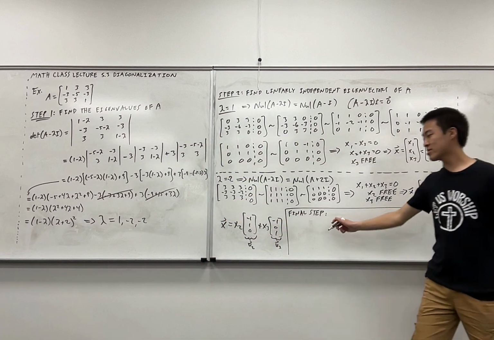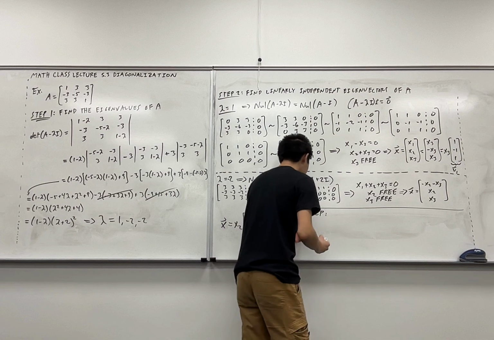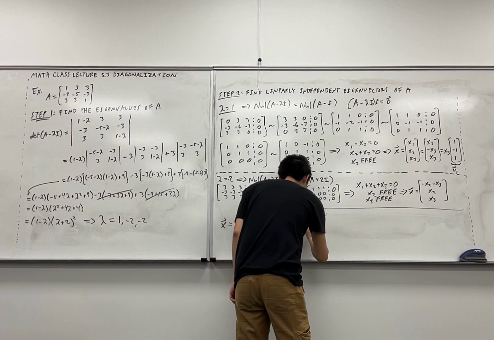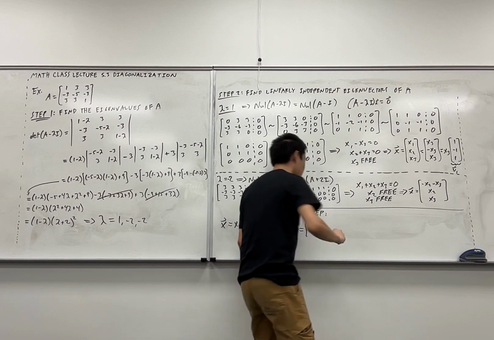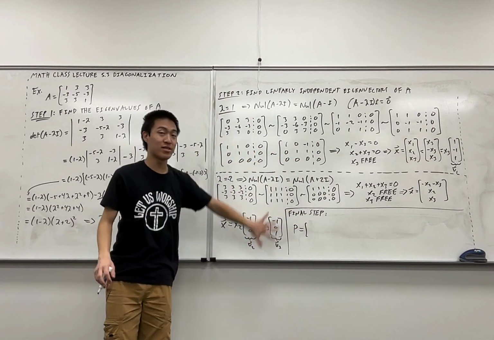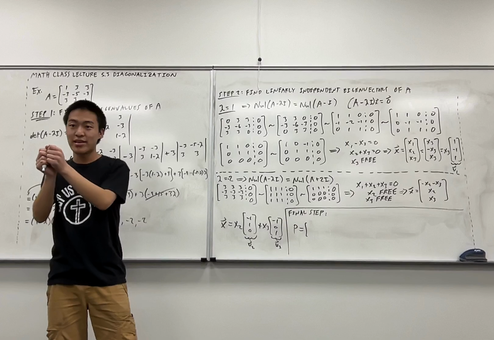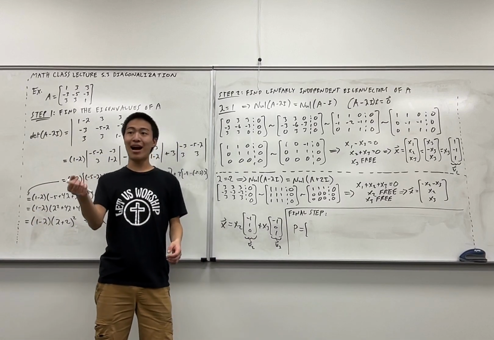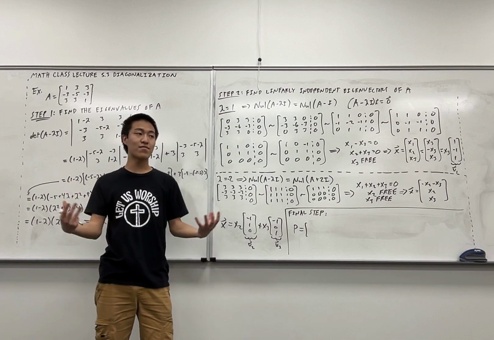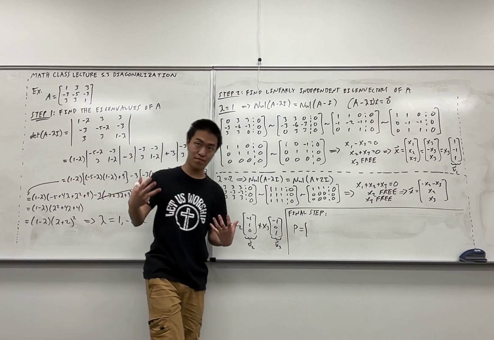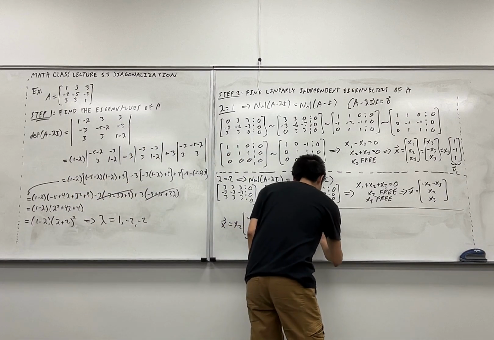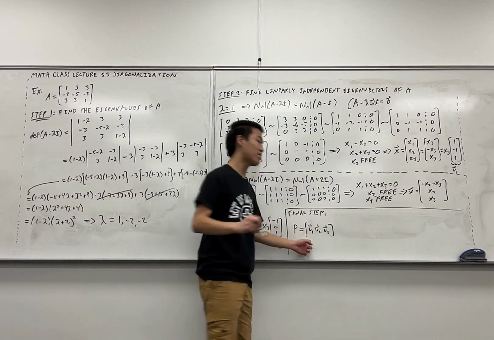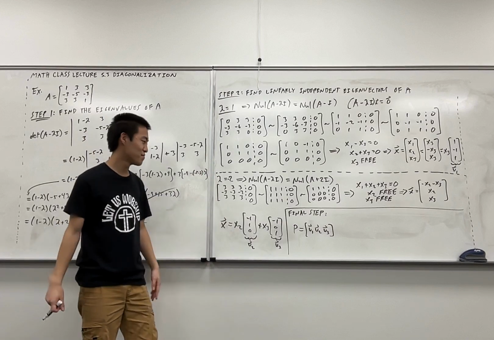Okay, final step. To construct my P, remember the theorem that was written here? And there was this whole massive text, basically. All that's saying is that you take your eigenvectors, and those eigenvectors are themselves columns of the P. So my eigenvectors v1, v2, v3 make up P.